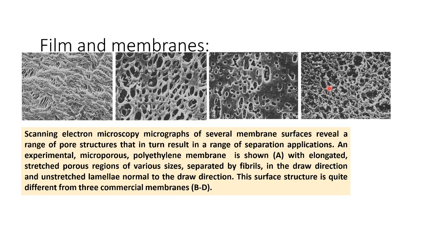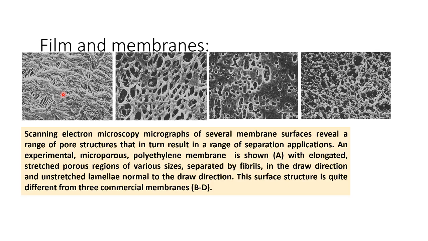Then films and membranes can also be observed with the help of SEM. This reveals very porous structures, in terms of the range of separation applications. The first one is showing the polyethylene membrane with elongated stretched porous regions. As you can see, these are the stretched regions. These are porous regions of different sizes, which are separated by fibrils while extrusion or drawing the sample, and unstretched lamina normal to the draw direction. So this is showing the comparison.